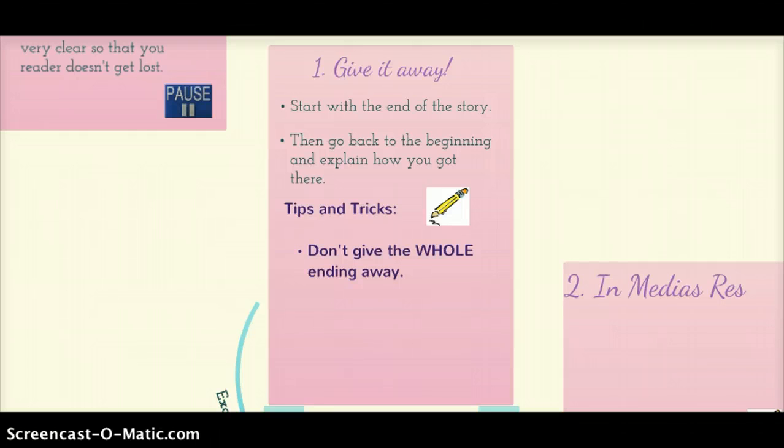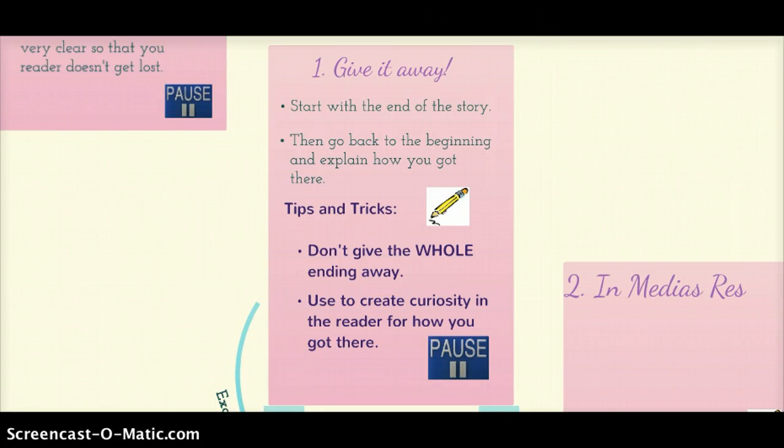First of all, don't give the whole ending away. Just hint at it. Secondly, remember that this will create curiosity in your readers because they'll want to know, well, how did you get to that end? Let's look at a famous example, but don't forget to pause first and finish writing down those notes.